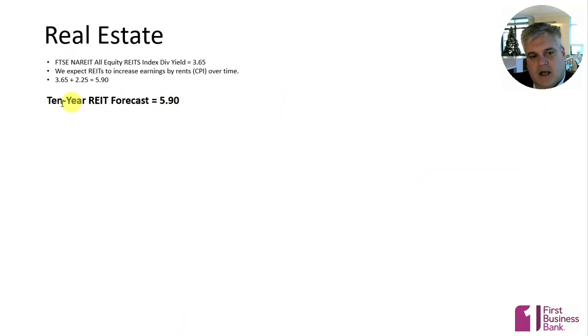Real estate, we look here, the 10-year REIT forecast at a 5.9%. That's really a function of the current yield that we're seeing in real estate from a dividend perspective, and then we're factoring that real estate will be able to increase its yield to the tune of about inflation, meaning rents will go up with inflation. And so over time, the rate of return is really a function of the income plus the appreciation in the value of the real estate, which is a function of an increase in the ability to increase rents with inflation over time. So that gets us to a 5.9% return.